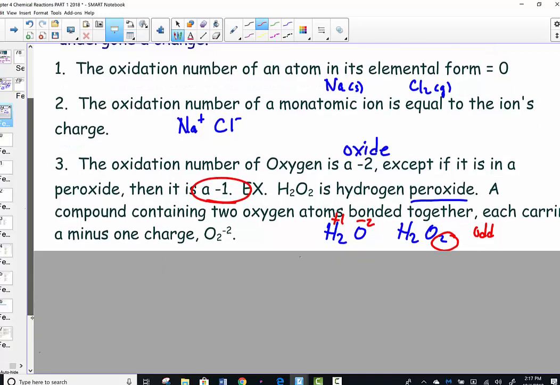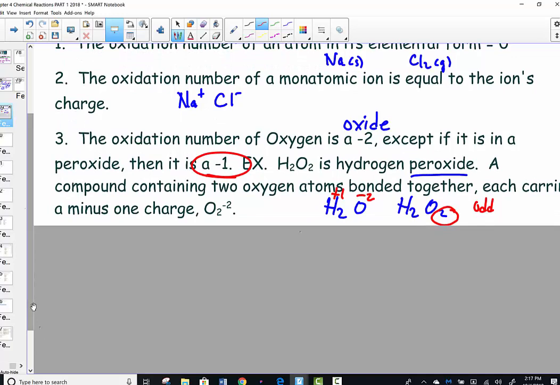We'll practice the oxygen rule. I remember it. Oxygen's a -2 unless it looks weird.